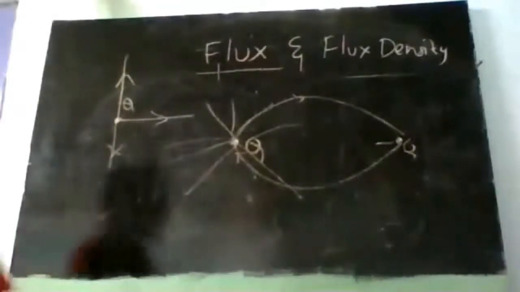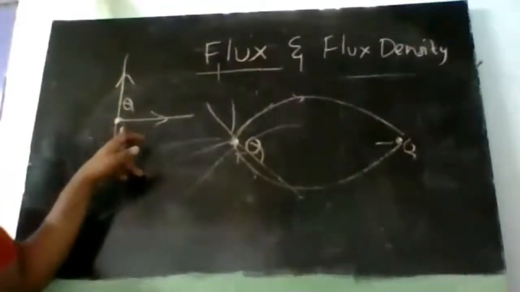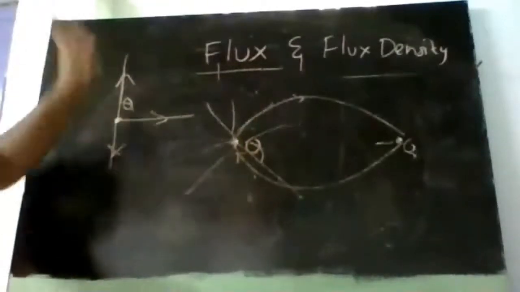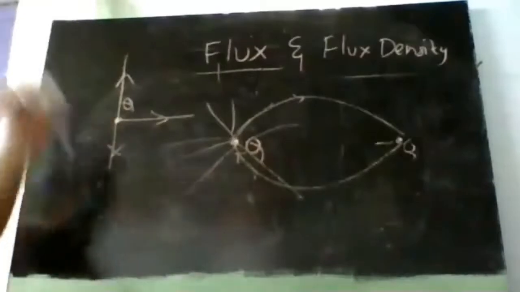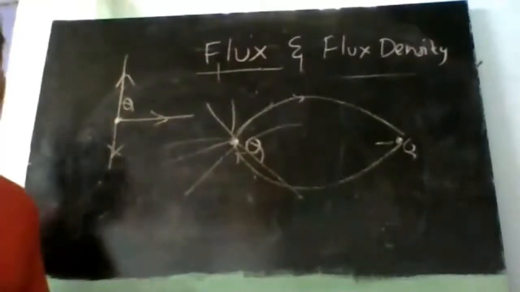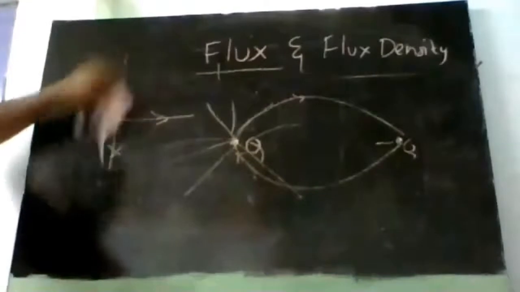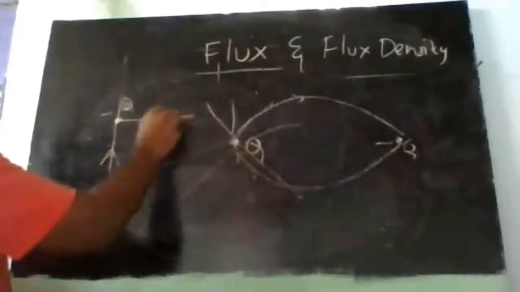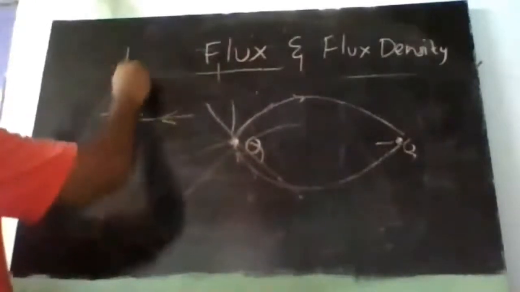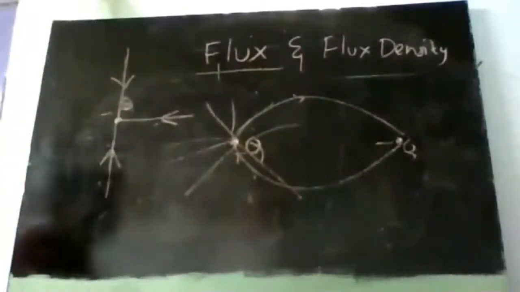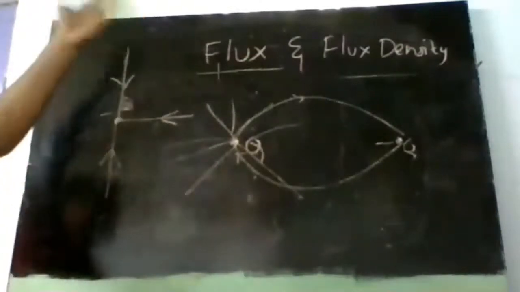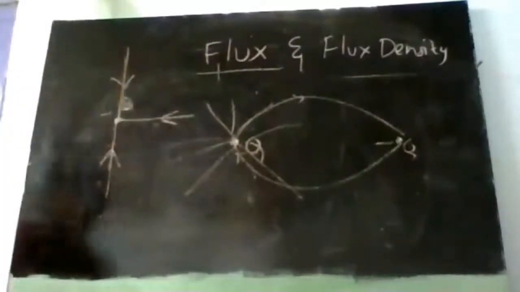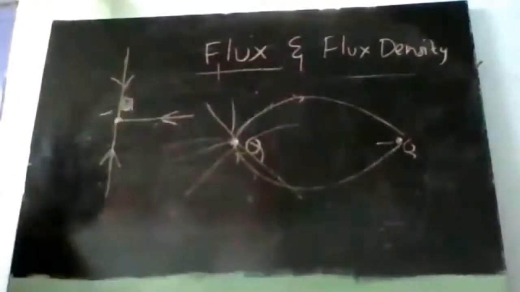So if there is only a positive charge, and no negative charge close by, these lines travel to infinity. The negative charge is assumed to be present at infinity. Similarly, if only a negative charge is there and no positive charge, then we assume that the flux lines originate at a positive charge at infinity, and they sink at the minus q, that is, the negative charge.